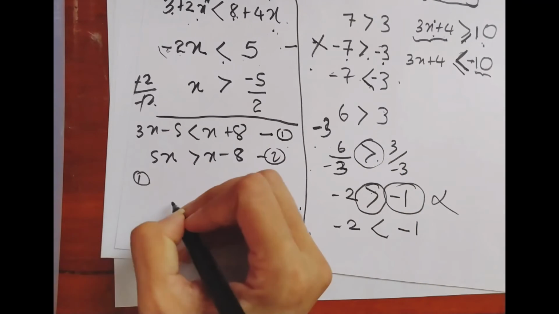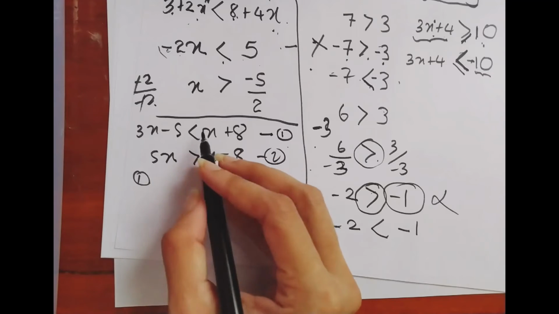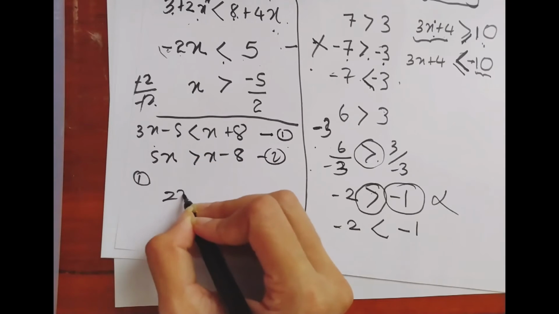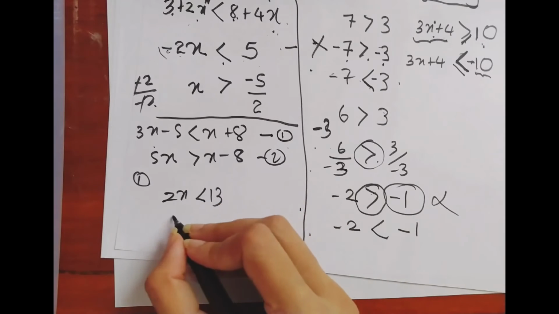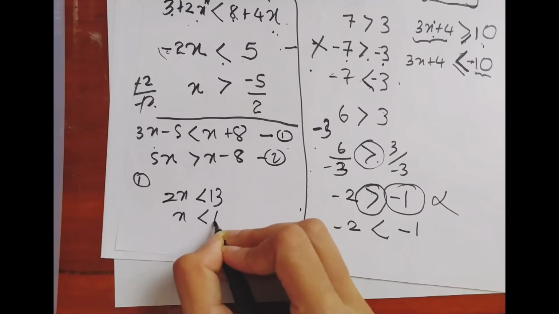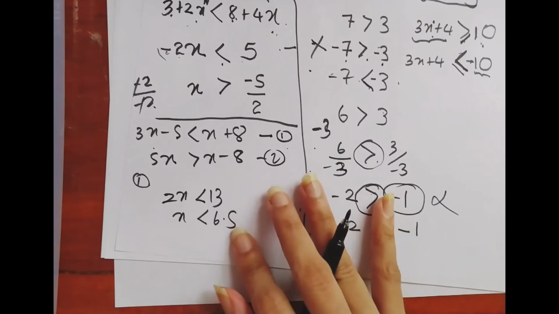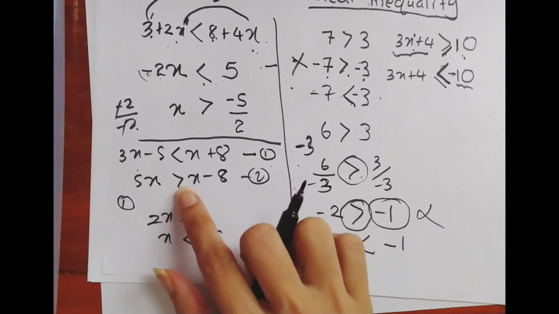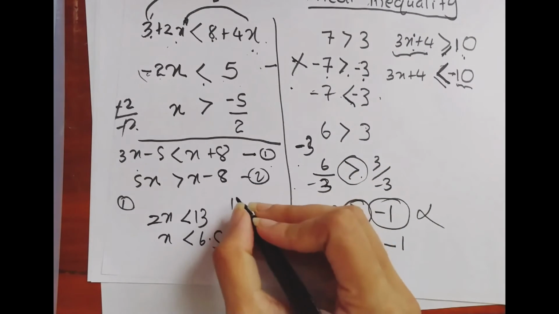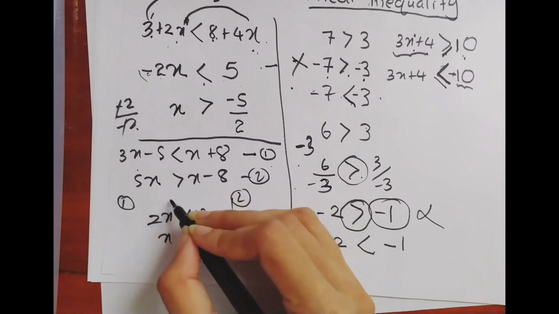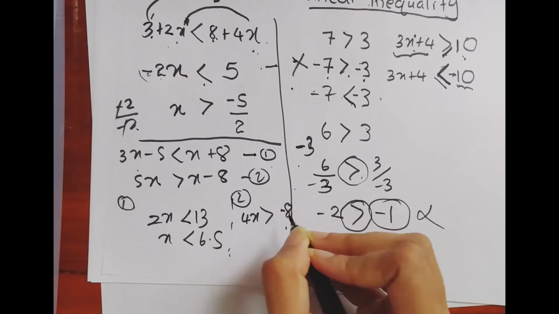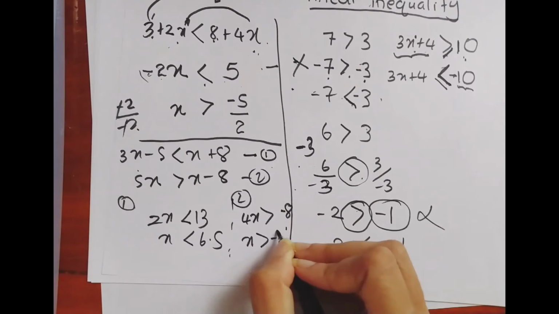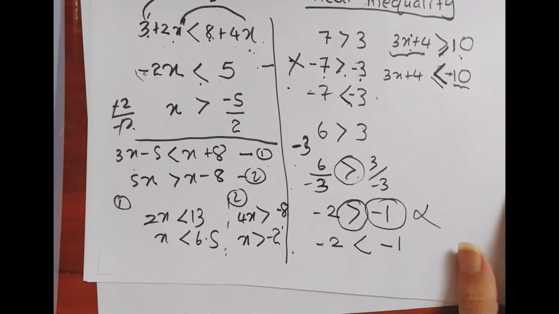If I take equation 1 and simplify for x, I'll take x to this side, 2x, and I'll take 5 to this side, so it is 13. Then x is less than 6.5, that is 1. And then if I consider equation 2, I'll take x to this side, so 4x is greater than minus 8 and x is greater than minus 2.